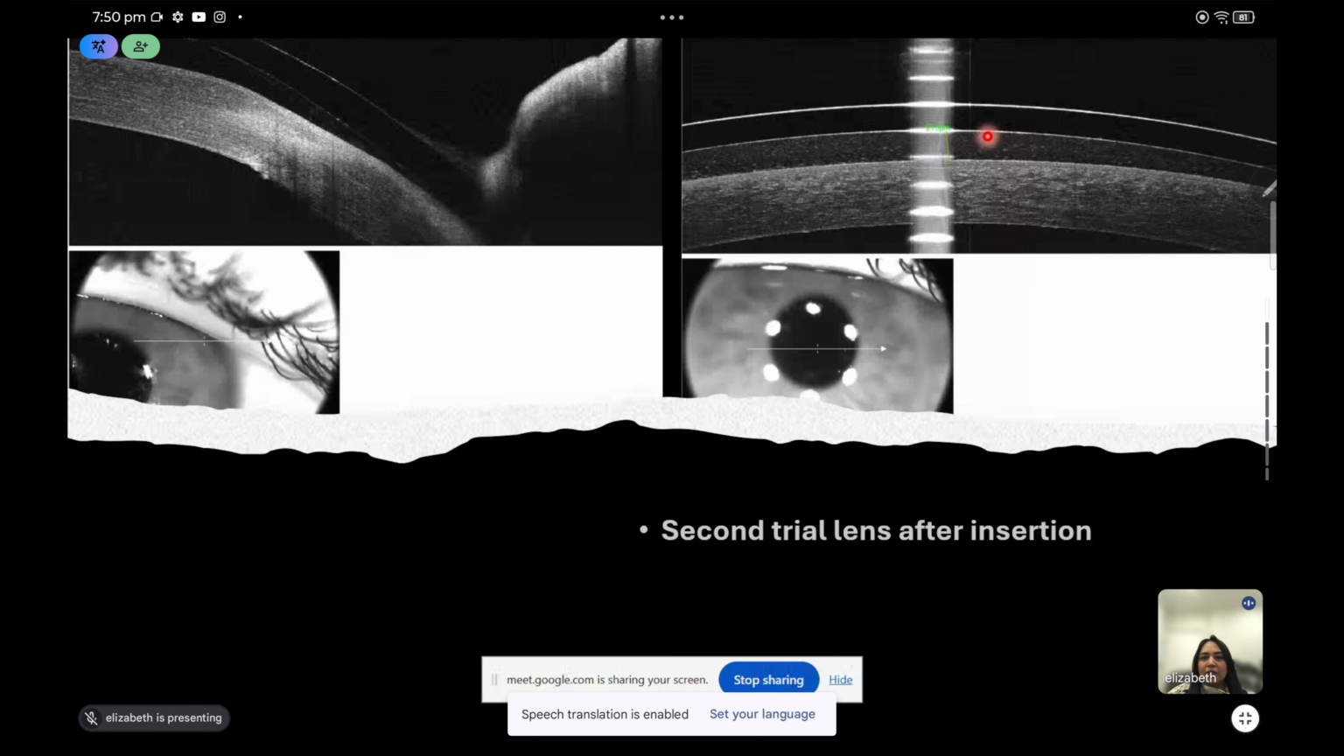Essentially, the clearance moved up to about 200 odd microns. So that's still fine. No issues there. So this was our second trial lens after insertion, and the clearance over the highest point of the cornea is looking good.